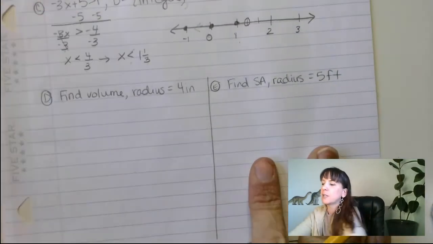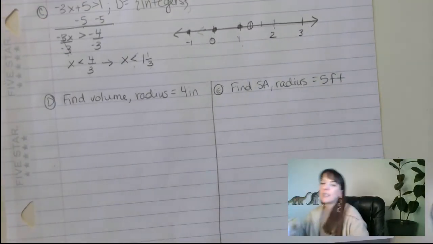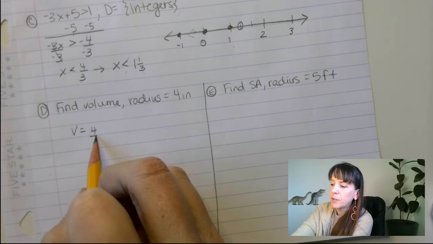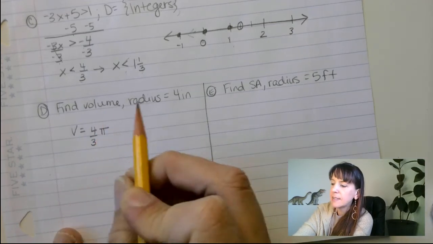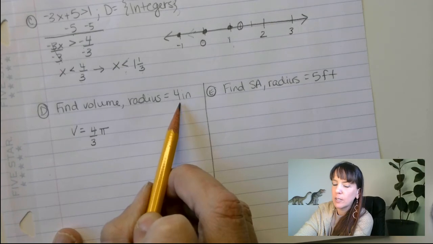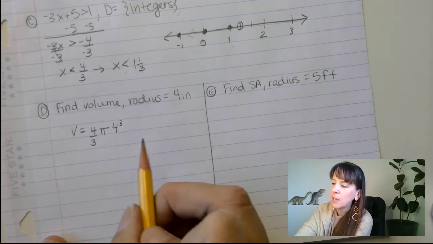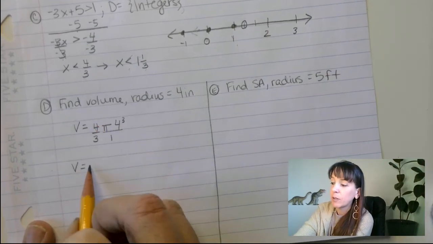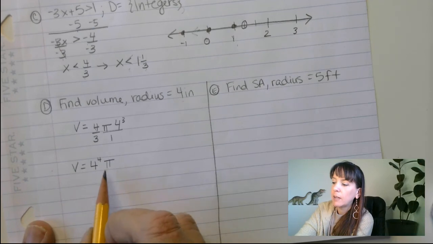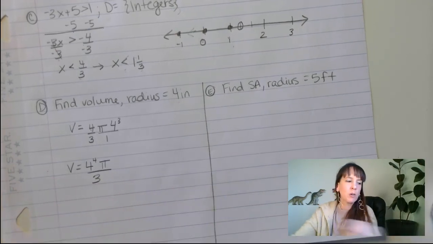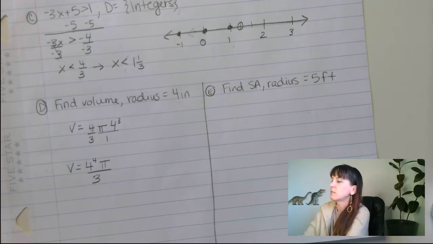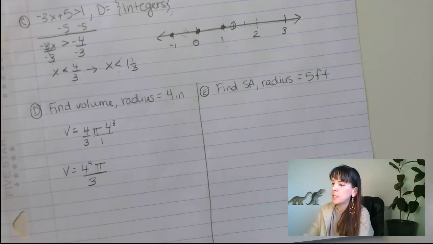All right, so for our spheres, we're going to find the volume and the radius. So we've got volume equals 4/3 pi times the radius cubed, so 4 to the 3rd power. So that gives me volume equals, upstairs I have 4 to the 1 and 4 to the 3rd, so that's 4 to the 4th, pi over 3. 4 to the 4th is not what I can remember off the top of my head, so 256. So I get 256.